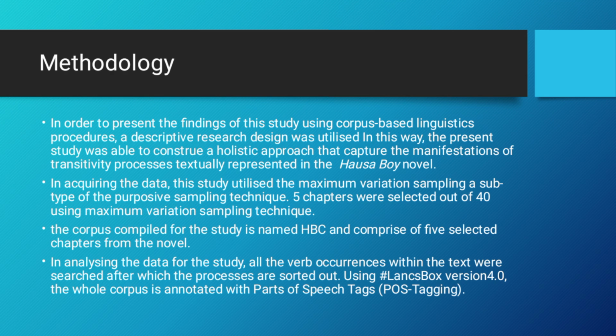In acquiring the data, I utilized the maximum variation sampling technique. Five chapters out of the 40 chapters of the novel were selected from the beginning, middle, and the end of the novel. The corpus compiled for the study is named HBC.